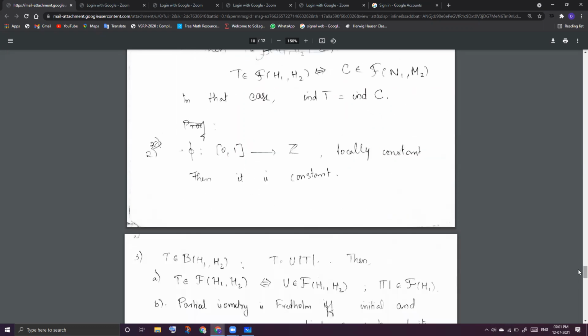And this was another exercise that was there in the book. If phi is a locally constant function from the closed interval 0, 1 to the integers, then it is constant. This is not directly related to this stuff, but it is going to be used in one of the results Orko is going to prove, I think, for the index calculation, something related to index. So I'll just briefly mention what this is. One thing here is we are not assuming that phi is continuous.